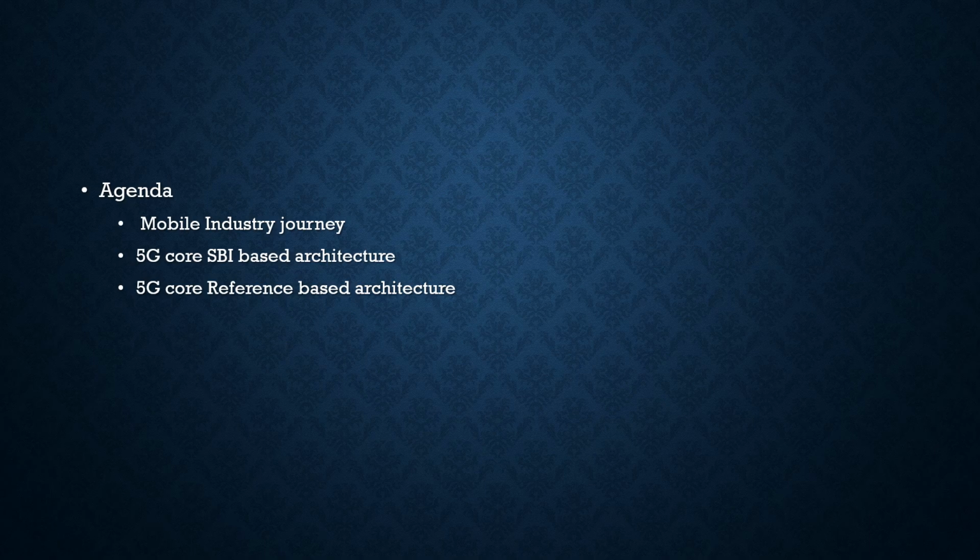So here I'll walk you through the mobile industry journey from 1G, the first cellular network, until 5G, and then I'll walk you through the 5G core architecture. There are mainly two notations for the 5G core. One is SBI based and the other is 5G core reference point based architecture. I'll brief you about that, and the difference between these two.